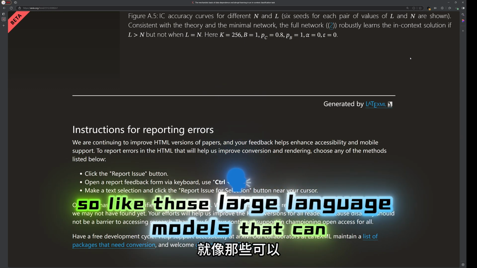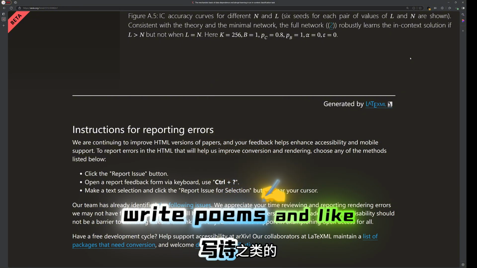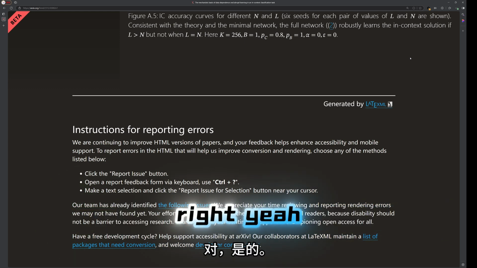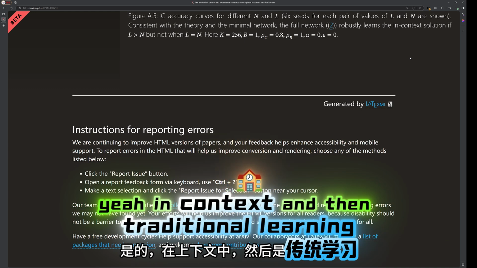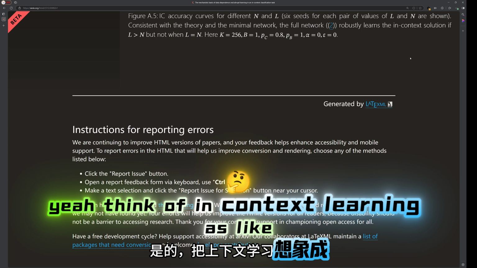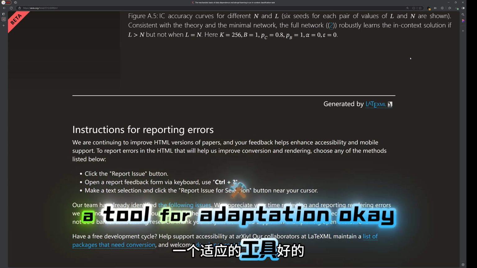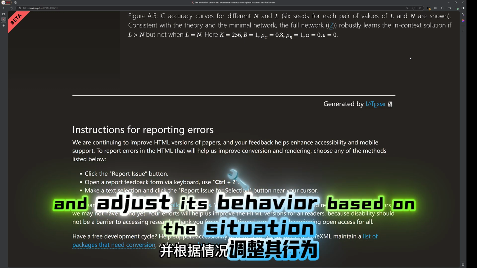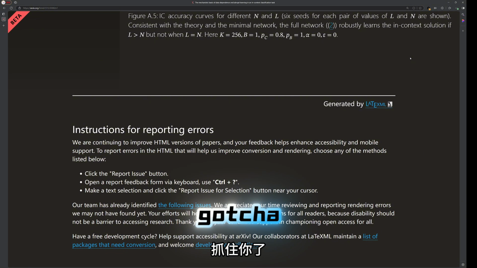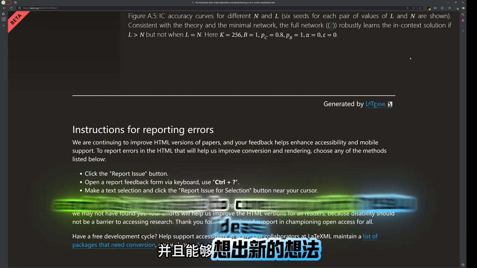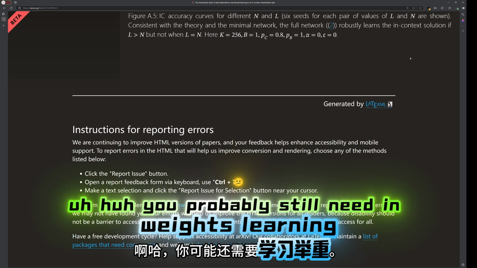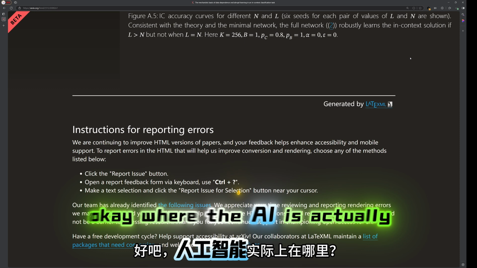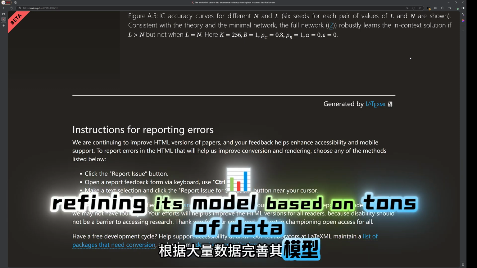So, like, those large language models that can write poems and hold conversations and things like that. Right. They're probably using a combination of approaches, right? In-context and then traditional learning. Yeah, think of in-context learning as a tool for adaptation. It lets the AI pick up on new patterns quickly and adjust its behavior based on the situation. But for really deep understanding and being able to come up with new ideas, you probably still need in-weights learning, where the AI is actually refining its model based on tons of data.